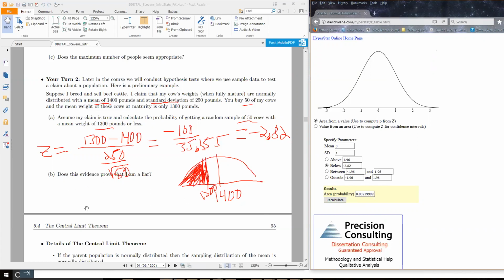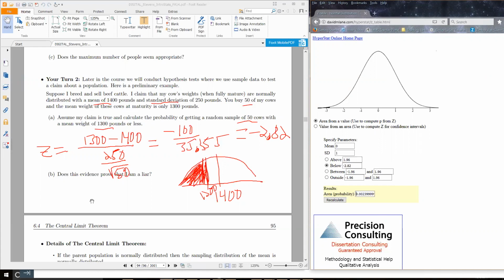So to answer Dr. Stevens' question here, does it prove he's a liar? Well, it's not very likely to get a sample of 50 cows with that small an average, that 1,300 average. So yeah, it's not likely. Probably that 1,400 pound average weight isn't the truth.